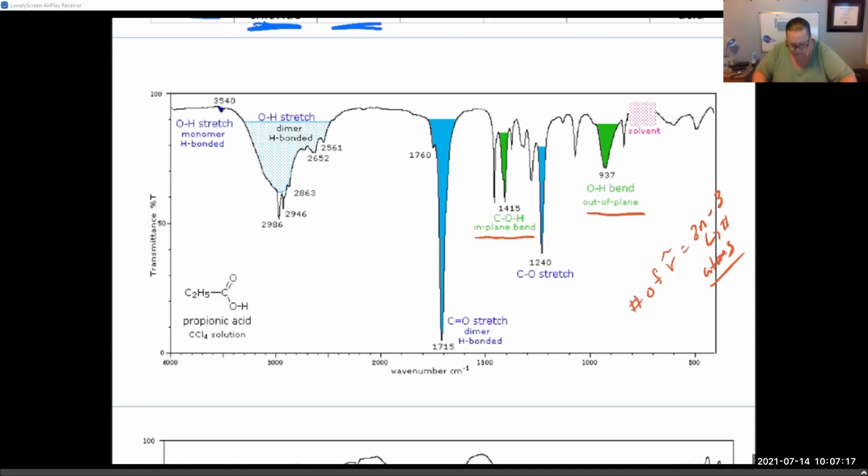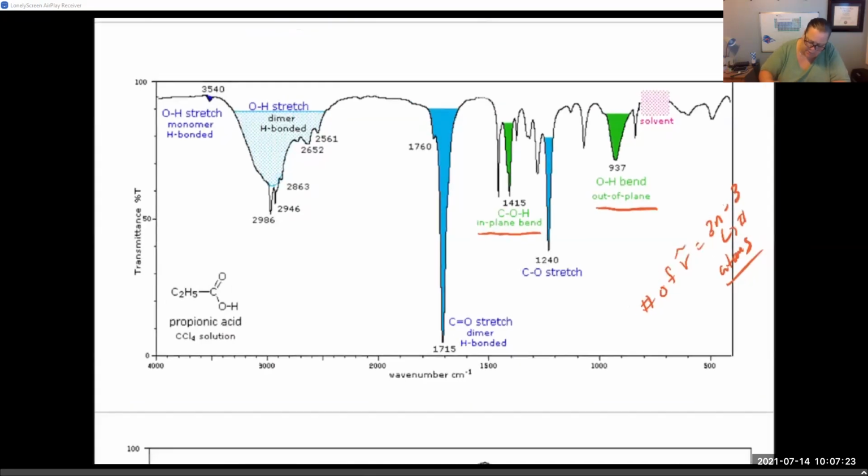We're only going to talk about the main stretches. Okay. OH, we talked about this before. And we know that the OH for carboxylic acid looks very different than the OH for an alcohol. Like, we know that. So you need to know that. But what we've never talked about is this so-called dimer.